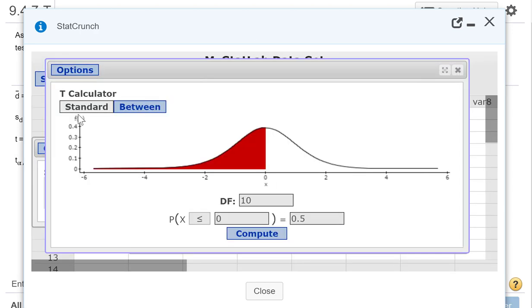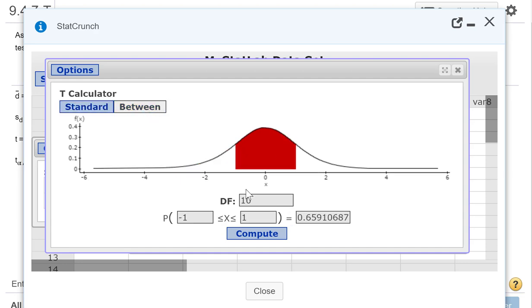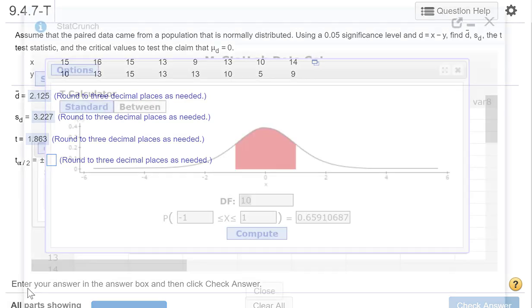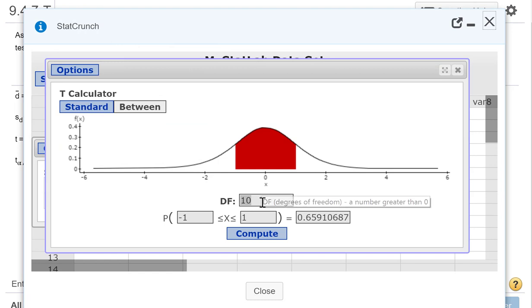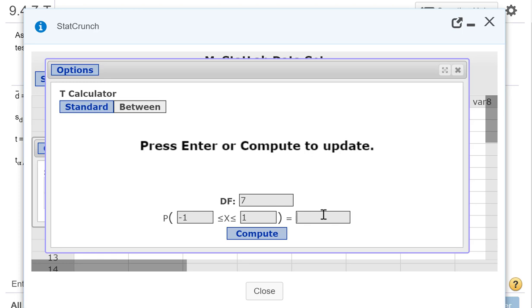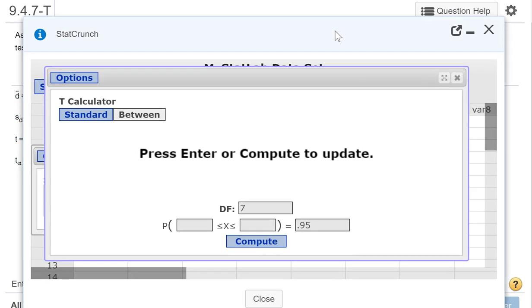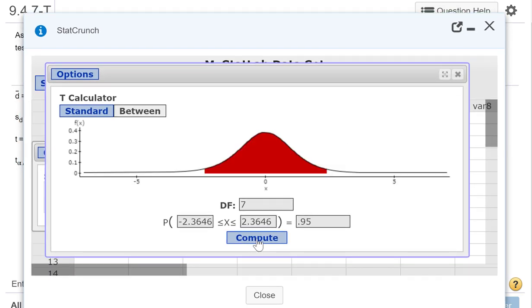Okay, so we're going to do the between, and our degrees of freedom, remember, is n minus 1. So what do I have here? I've got 1, 2, 3, 4, 5, 6, 7, 8. So 8 minus 1, 7. So I want to put my DF at 7. And then I want that 0.95, right? Because we have a 0.05 level of significance. So 0.95, compute.